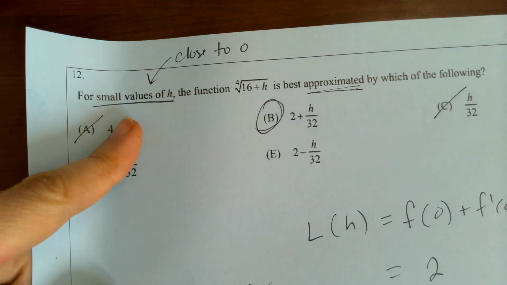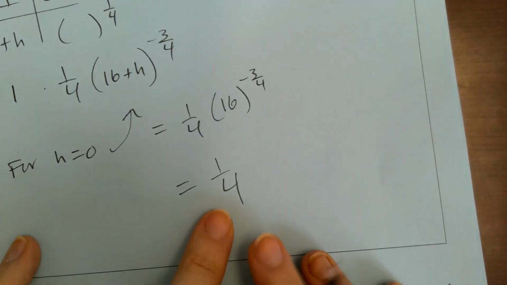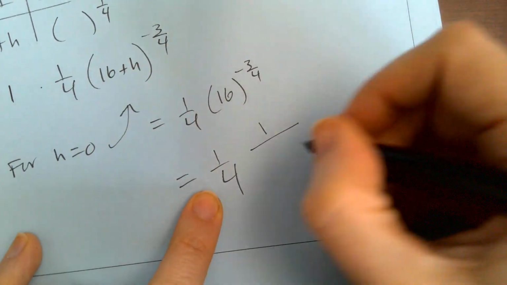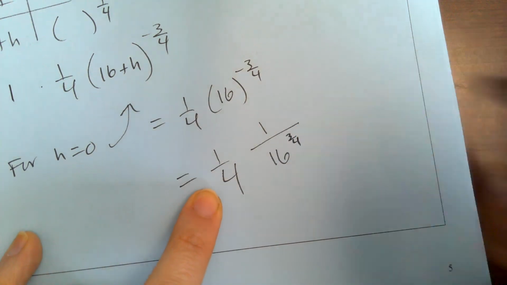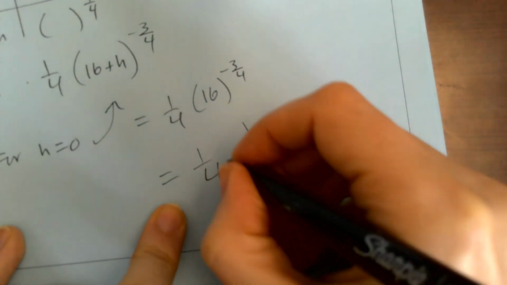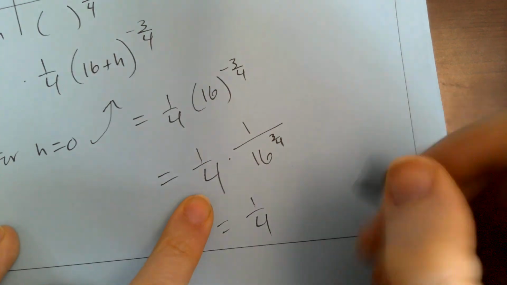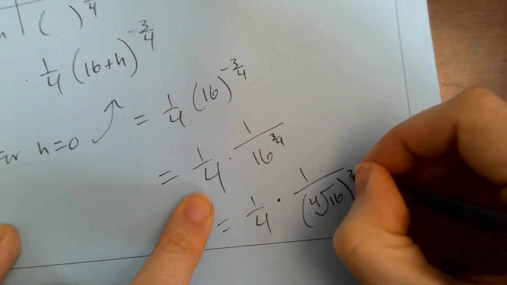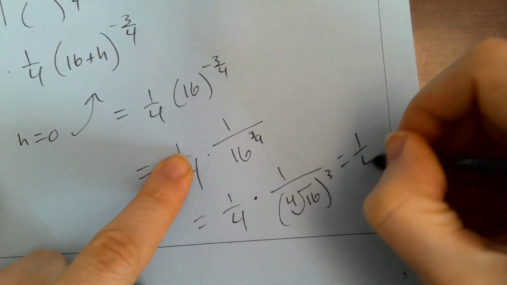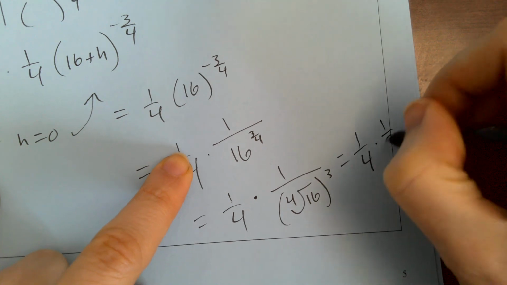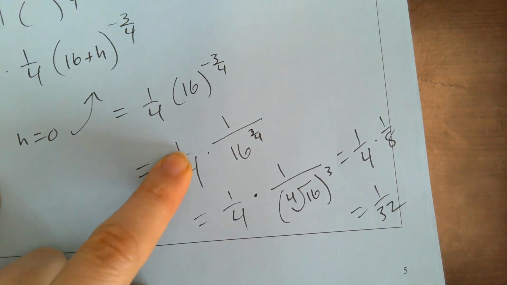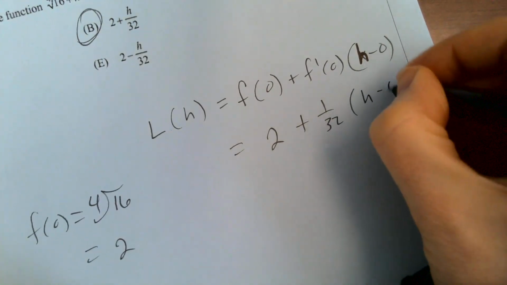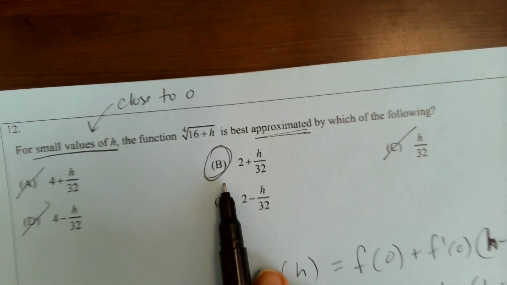Now, if you feel uncomfortable with finishing this, then please stay for a moment, because this is a non-calculator section. So this would be 1 over 16 to the positive 3/4. So this is a fourth times 1 over the fourth root of 16 to the third. So that's a fourth times an eighth, 1 over 32. So that'd be plus 1 over 32, and then h minus 0. All right, so we do end up with getting B.